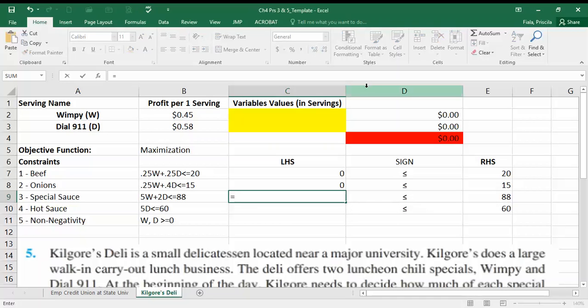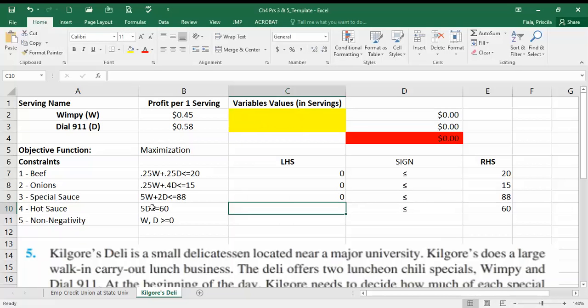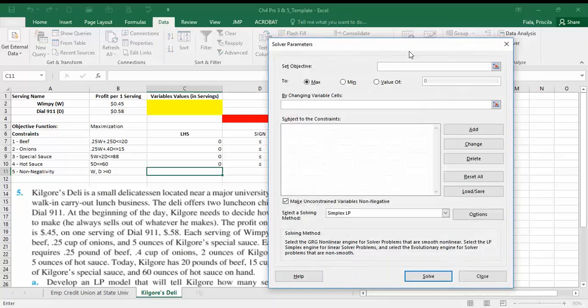And now we have 5, not 0.5, be very careful, times my Wimpy value plus 2, not 0.2, times my Dial 911 value. Over here, we're only working with the Dial 911 because that's the hot sauce they added to make it Dial 911. So we're going to do equals 5 times my D, which is Dial 911. Okay, we have defined our constraints, and this is just to make it easier on Solver, or on you, when you go to Solver now. Everything, oh good.